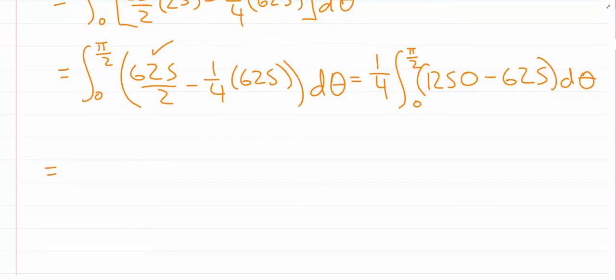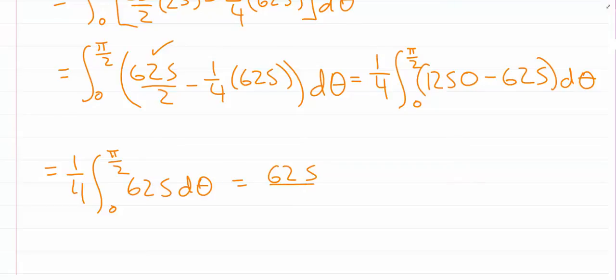So what do I have now? I have 1/4, 0 to pi over 2, and 1250 minus 625. Is that 625? Okay. So now we have this. We have 625 over 4 theta, and theta goes from 0 to pi over 2. So our answer is going to be 625 over 4 times pi over 2. And that's going to be the volume, right? I mean, we could subtract off the 0. No point in that, right? 4 doesn't go into 625, does it? So we're pretty much done. Okay, any questions about that?